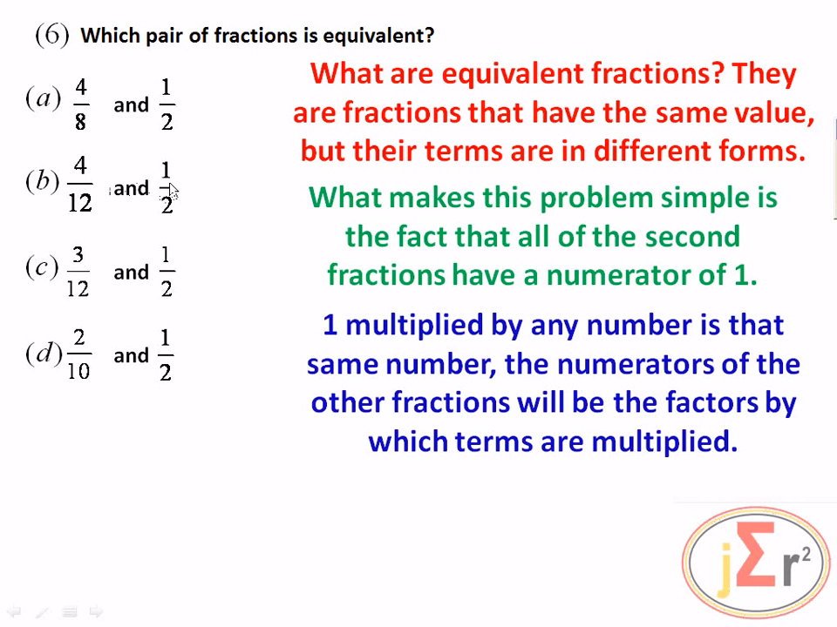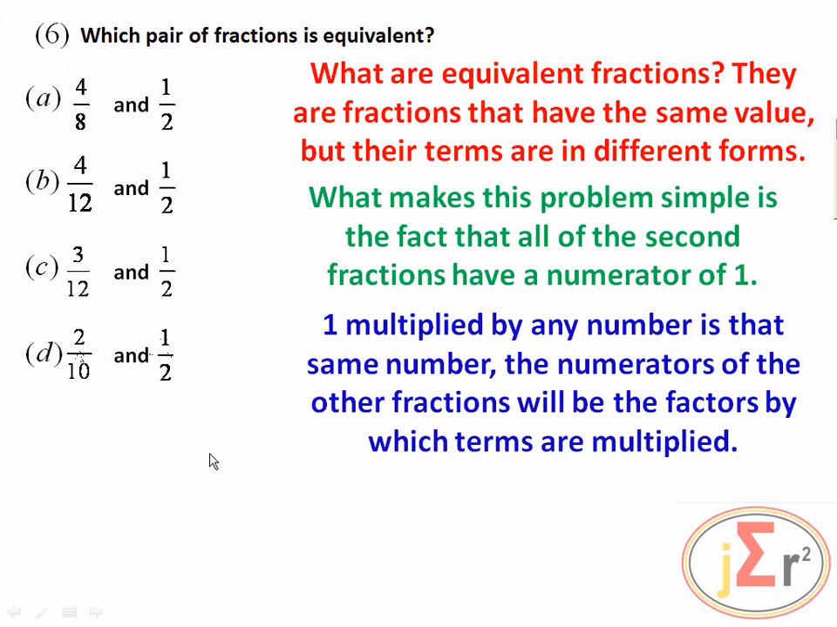What number do we multiply 1 by in order to get 4? 4. Right, we multiply 1 by 4. What number do we multiply 1 by in order to get 3? 3. Right, we multiply by 3. What number do we multiply 1 by in order to get 2?